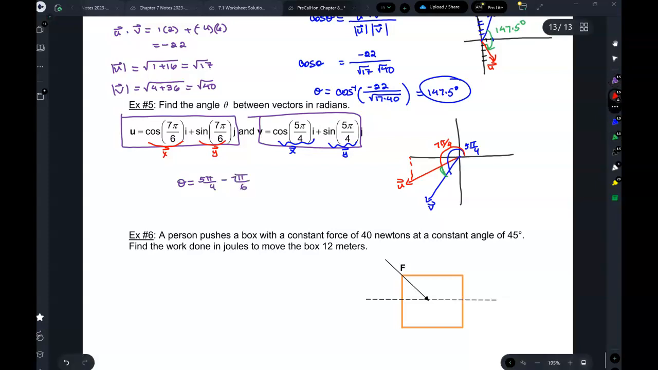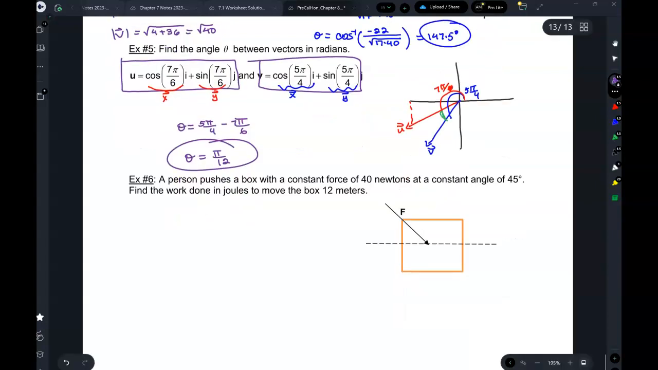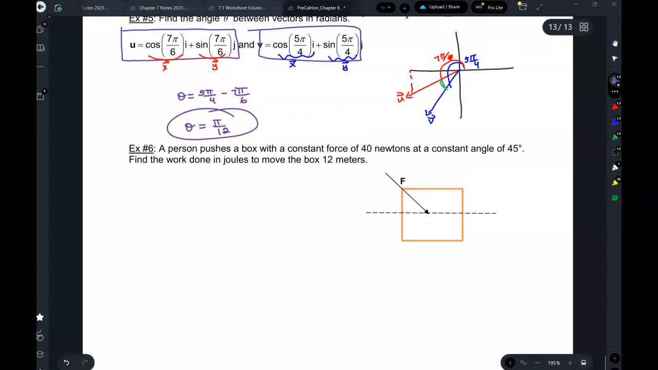Sorry, it's 7 pi over 6. Yeah, it's 7 pi over 6. I said 4. I misspoke. Right? So theta is pi over 12. All right? No, you take the absolute value. Okay? All right, so why do we need to find a dot product?